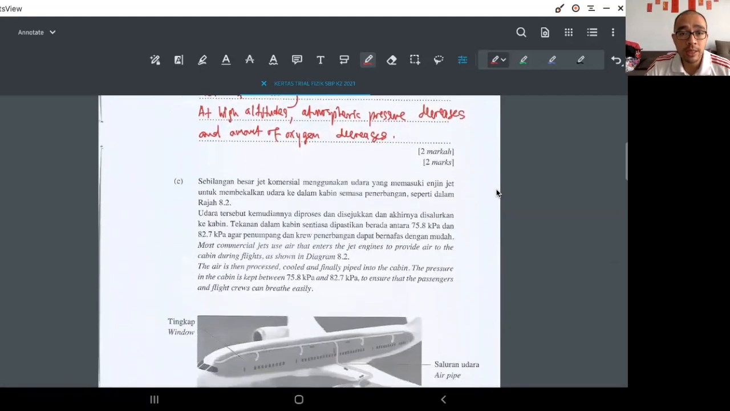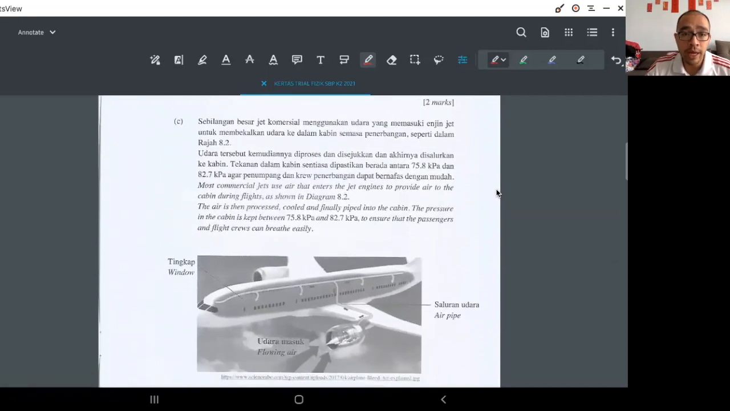Most commercial jets use the jet engines to provide air to the cabin during flights, as shown in diagram 8.2. So the air enters in here and then goes into the airplane, and so on. The air is then processed, cooled, and finally piped into the cabin. So the pressure in the cabin is kept between 75.8 and 82.7 to ensure that the passengers and the flight crews can breathe easily. So the pressure inside the cabin must be high so that we can breathe easily. Otherwise, every time you fly the plane, everybody will be struggling because there's not enough oxygen.